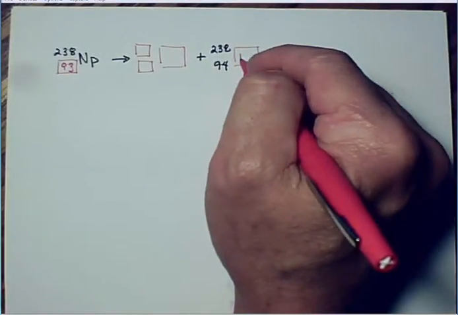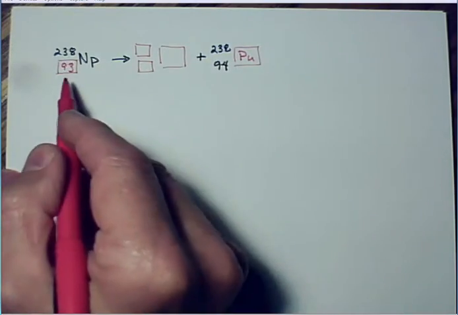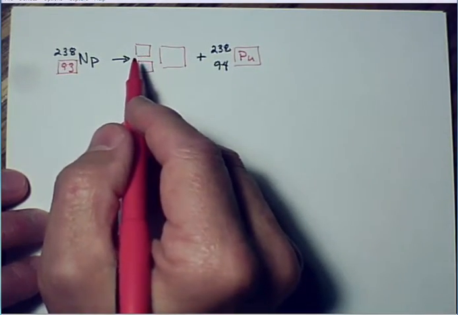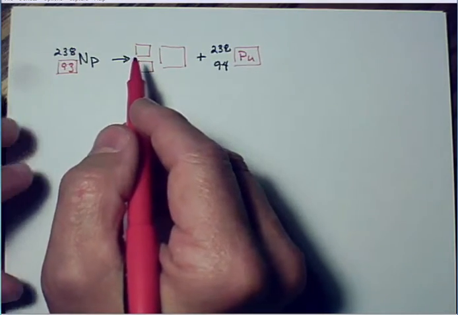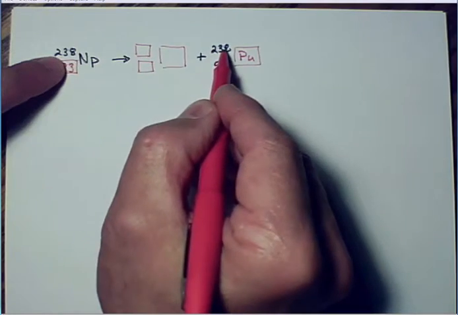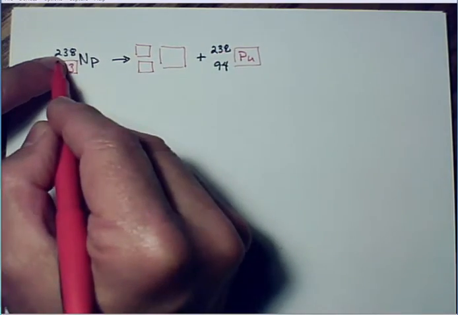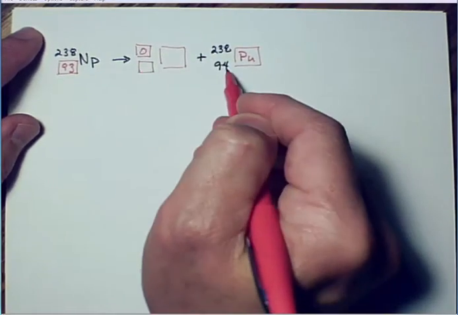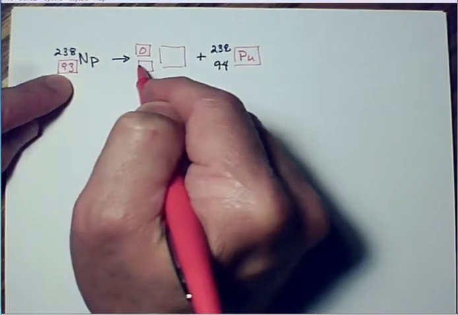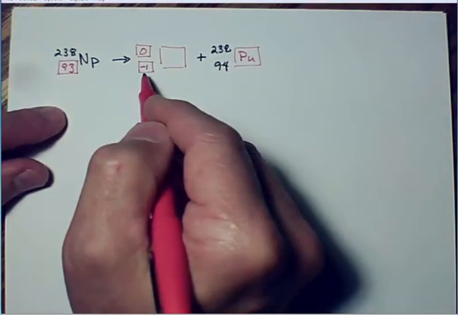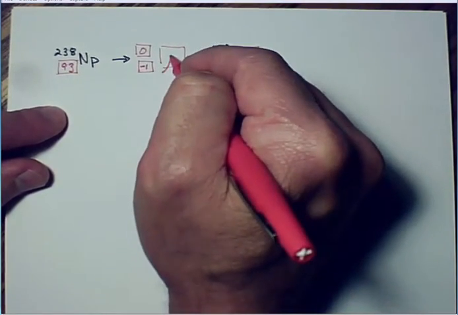So we're going to put Pu in here for plutonium, and now we got to figure out what goes in between. What number added to 238 gives you 238? That has to be a 0. And what number here added to 94 gives you 93? That has to be a -1. And the only particle that has a -1 is beta.